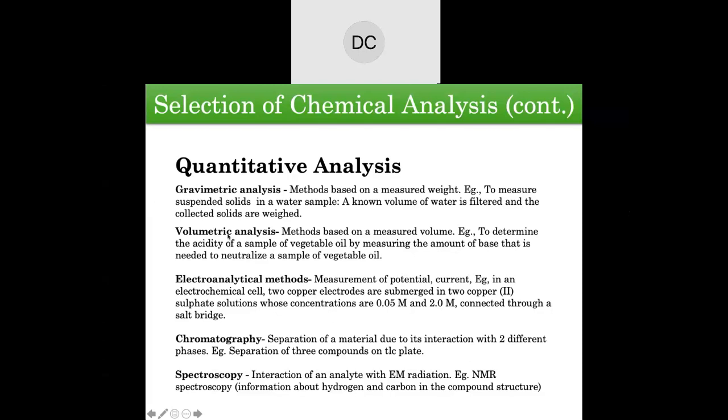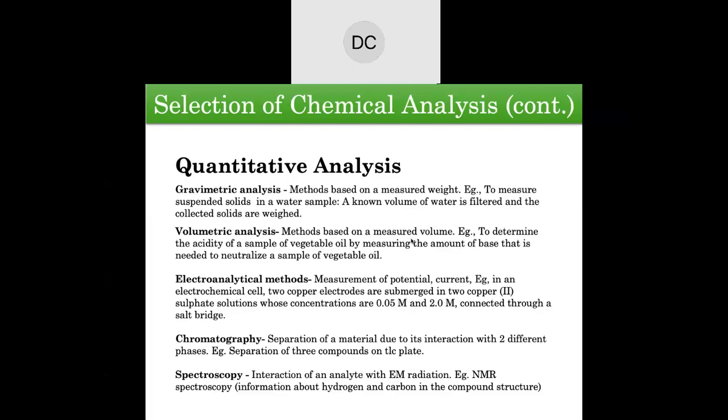Volumetric, instead, it involves the volume. For example, you need to determine the acidity of a sample of vegetable oil by measuring the amount of base that is needed to neutralize a sample of vegetable oil. Jadi, kalau nak tahu the acidity, we need to determine by using the neutralization method, where kalau kita ada amount of base yang kita gunakan to neutralize the acid, then you can get the volume of acid yang sebenarnya lah. So that is what we call volumetric analysis.